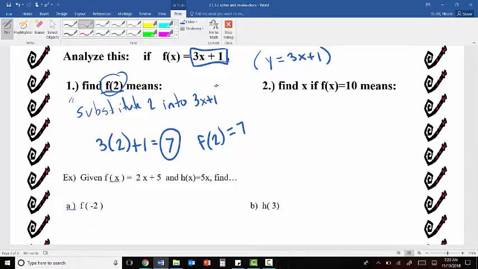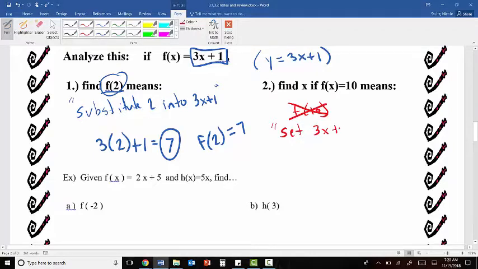For this example, it's a different problem. A lot of kids will just plug 10 in for x. If I wanted you to do that, I would have written this. These are not the same problem. So you are not supposed to plug 10 in for x. It's a huge no-no.